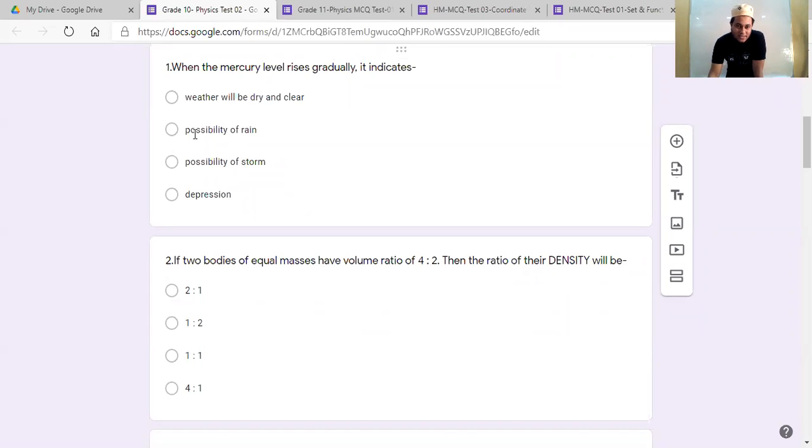And here you can see that all other three options are similar. Possibility of rain, possibility of a storm, depression, all three of them are similar, okay? So in such cases where you do not know the exact answer, you can use this technique to find out the correct answer. What is that technique? Method of elimination. You will see that three of the options will be similar to each other, one will be different. So our common sense says that the different one is going to be the correct answer, right? So please think this way in the exam.